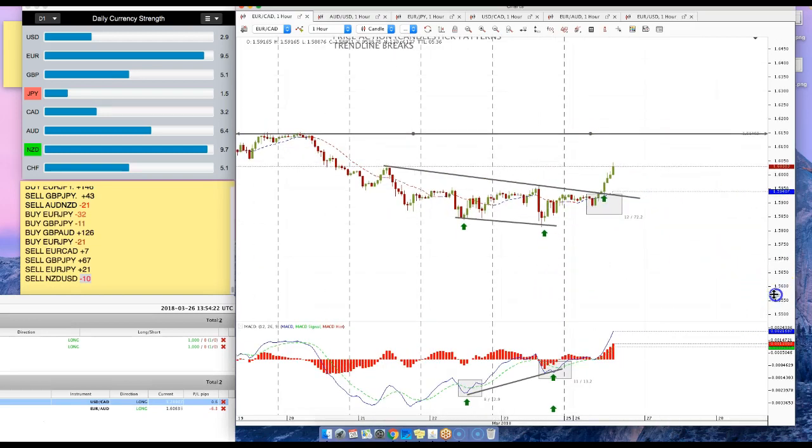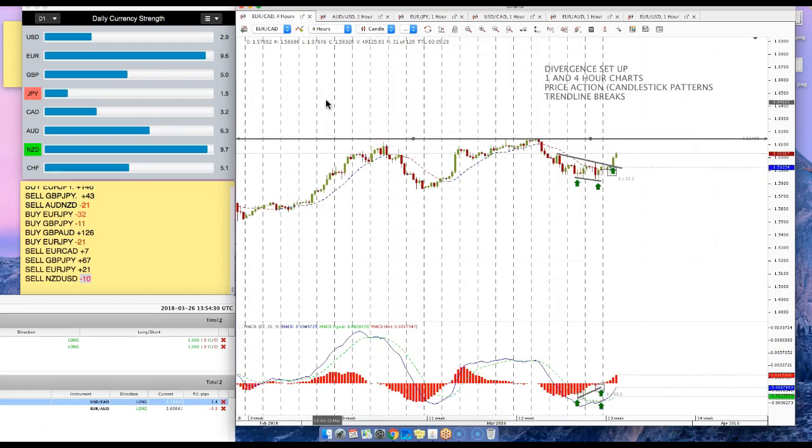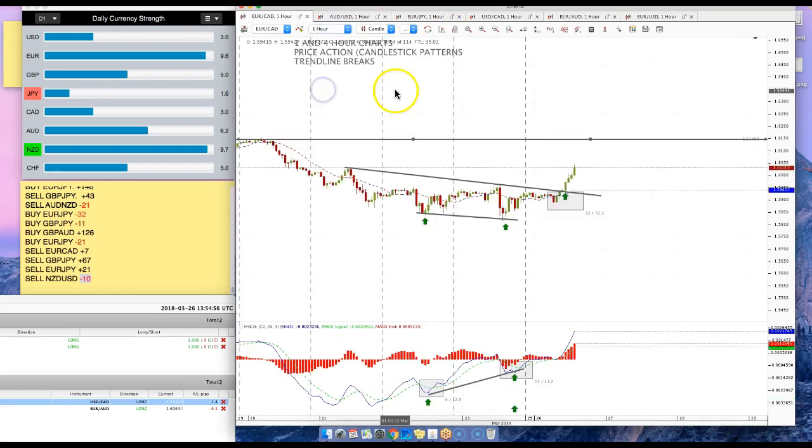So I mentioned that I was looking for one more thing, and that is the 4 hour confirmation. So I switch over to a 4 hour chart, and I see on the bottom here, notice that the two lines on MACD have crossed to the upside. That's my confirmation. So again, for the divergence setup, we use the 1 hour chart, the 4 hour chart for confirmation, and price action, candlestick patterns, which we really didn't need in this case because everything else lined up, and we have a trend line break. So the trend line break on the 1 hour chart was my buy trigger.